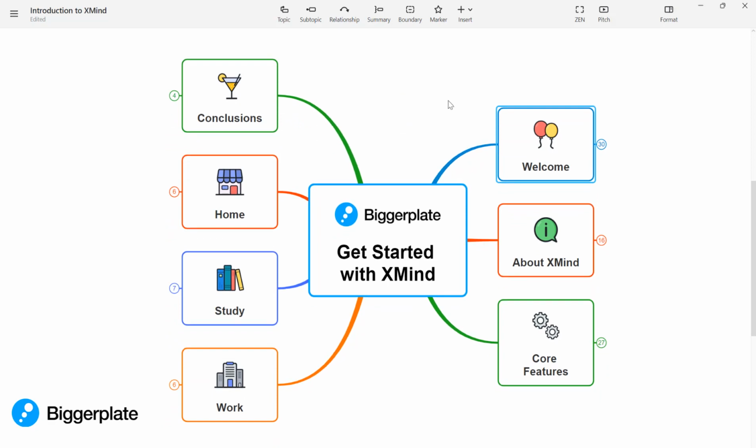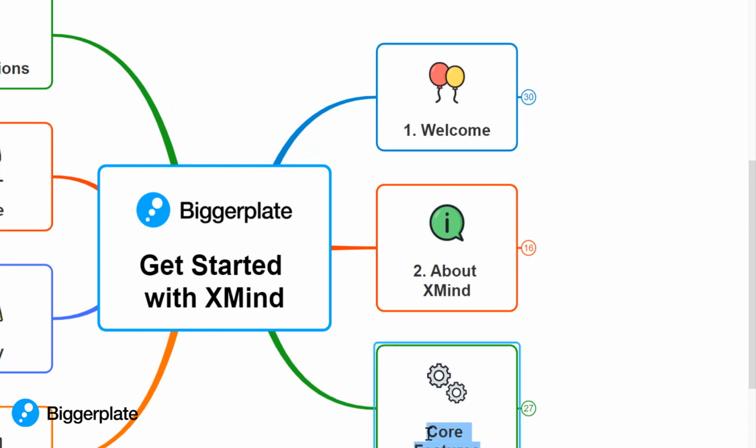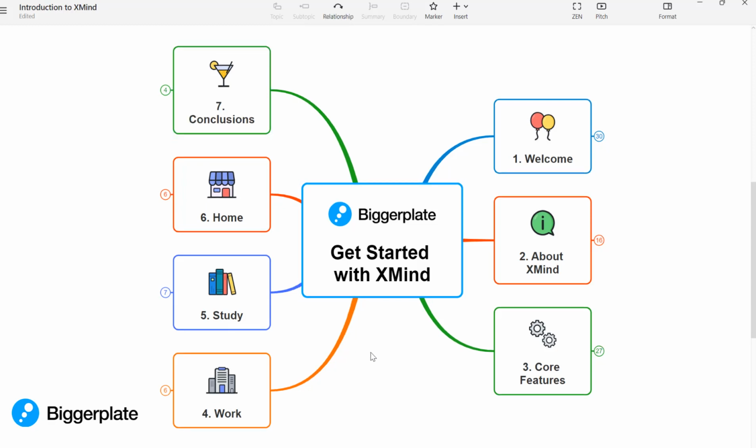Now, to help people further, you could even number your main topics, starting here with number 1 and adding numbers clockwise right around to the end, which gives people another clear prompt about how to read the content in this mind map and, importantly, the order in which you plan to present this information to them.